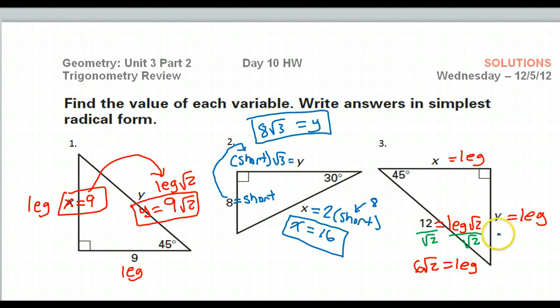Okay, so that means that x and y are both 6 radical 2 because they are both the leg. So x equals 6 radical 2 and y equals 6 radical 2.